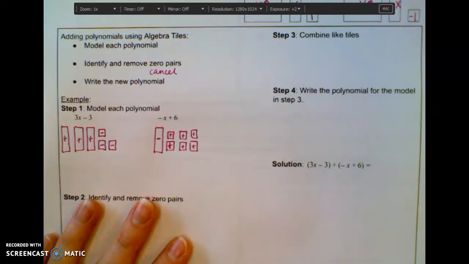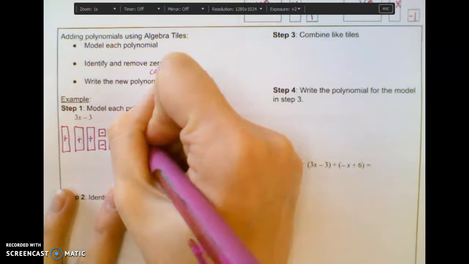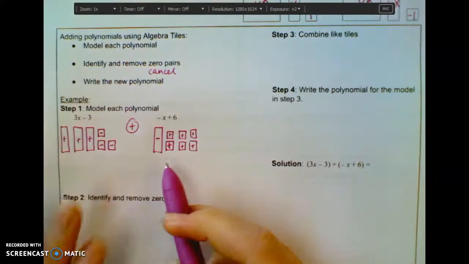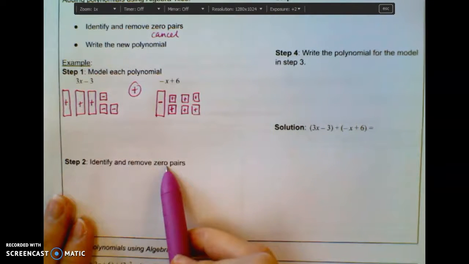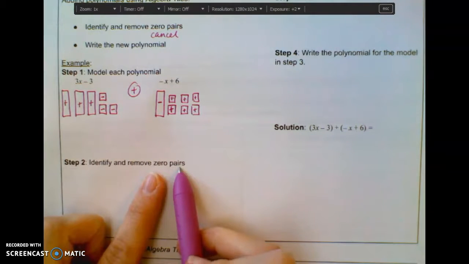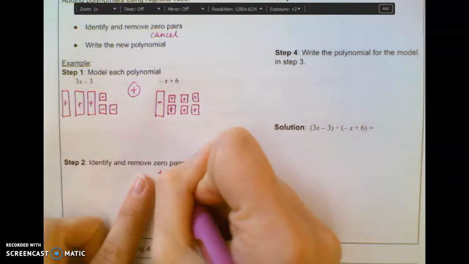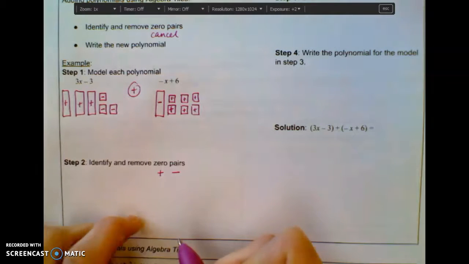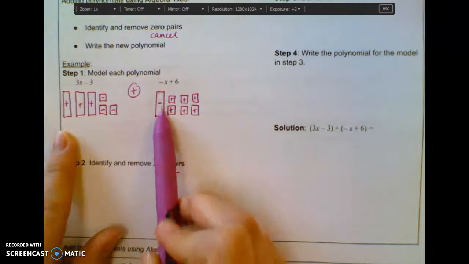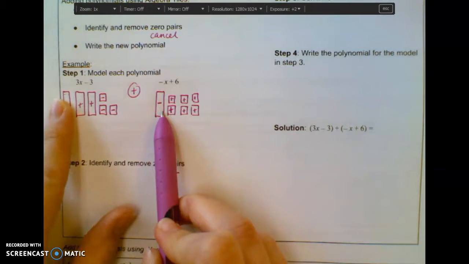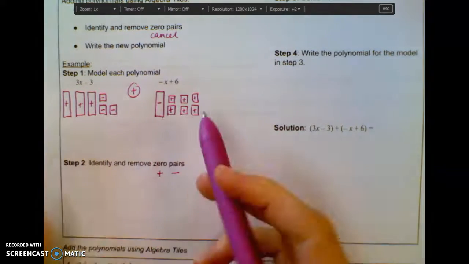All right, now that we have drawn them, what we're going to do is add them together. We're going to add these polynomials. And to do that, first we need to identify and remove 0 pairs. So 0 pairs are things that cancel. If I have 1 plus and 1 minus of something, they cancel out. So let's look at our x's. I see 1 negative over here. So if I pair that with 1 positive x, they're going to cancel out.